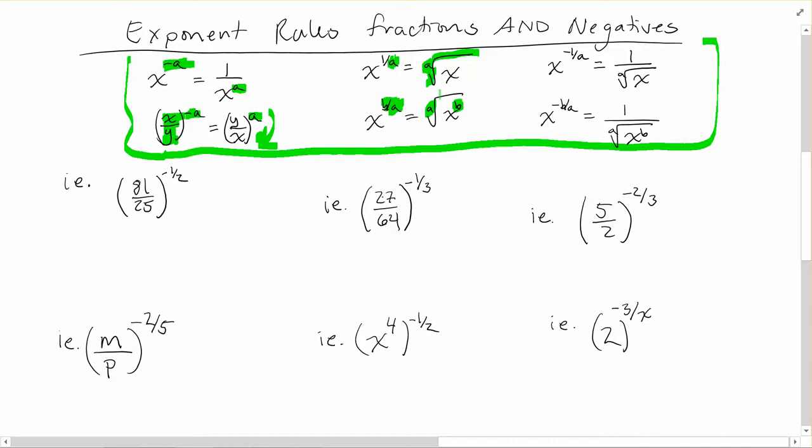Now if we apply that with negatives, same idea. If you have a negative 1 over a, we get this idea that it flips upside down. You now have a 1 on top because it was negative, and you still have the 8th root in there because the a was on the bottom of the fraction.